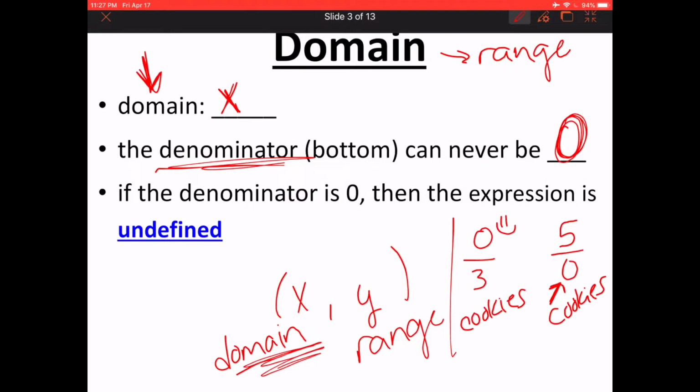The numerator is, okay? If the denominator is 0, then we say the expression is undefined. Very important math word because you'll see that a lot moving forward as well. All right, so if 0 happens to be in the denominator, in the bottom of the fraction, we say that that fraction or that expression is undefined.